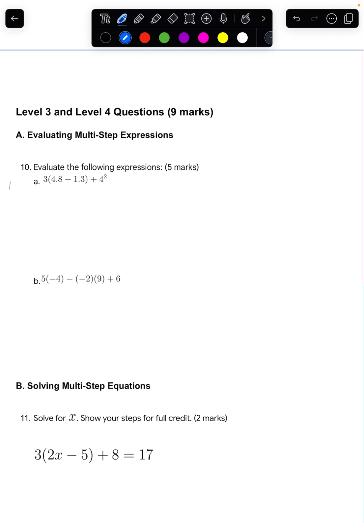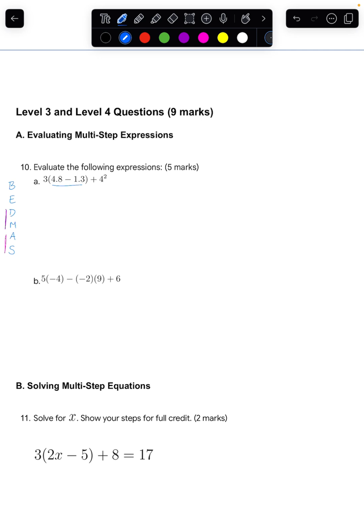Let's write it out. So BEDMAS: brackets, exponents, division, multiplication, addition, and subtraction. If we remember, division and multiplication are actually ranked the same in BEDMAS, and addition and subtraction are also ranked the same. But the first thing we need to do when we're using BEDMAS is evaluate whatever's in the brackets. So let's do that. It's this 4.8 minus 1.3 that we need to deal with first.